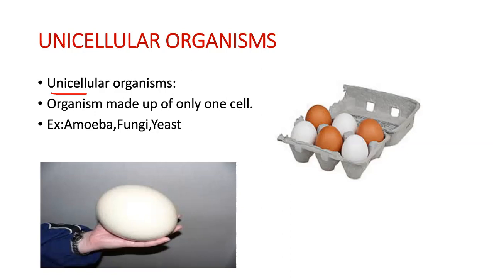So let me tell you some interesting fact. So here you can see a hen's egg, right? You know what? This is also unicellular. And when it hatches and then the chick comes out, that is multicellular. And this is an ostrich egg which weighs around 1.5 kgs. This is also a unicellular organism.